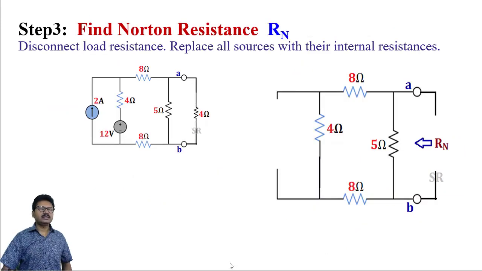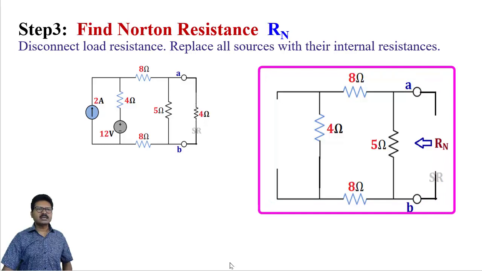Now we have to find Norton resistance. So here what we will do? We will disconnect the load resistance and we will replace all the sources with their internal resistances. Here 2 ampere is the current source, so that will be replaced by its internal resistance. Its internal resistance is infinite, so it will be an open circuit. In place of the 12 volt voltage source, it will be a short circuit. So this is the circuit to find Norton resistance.